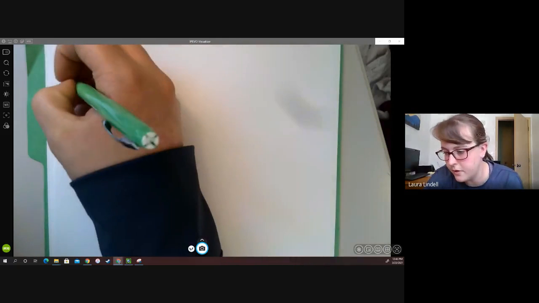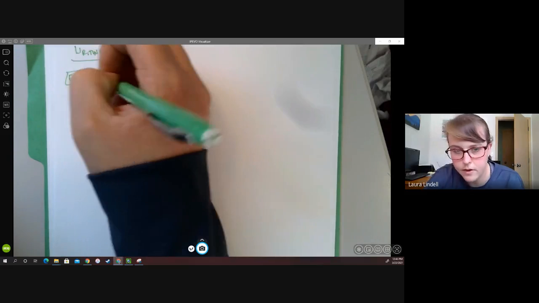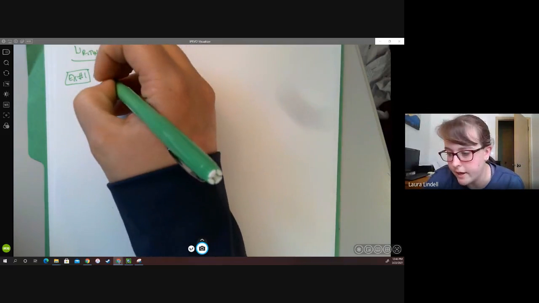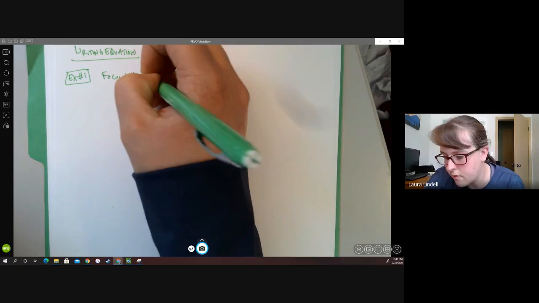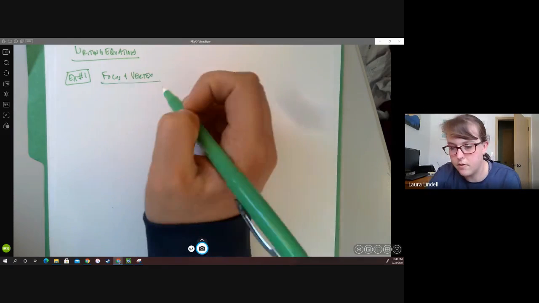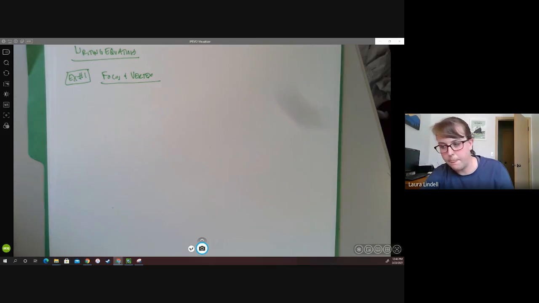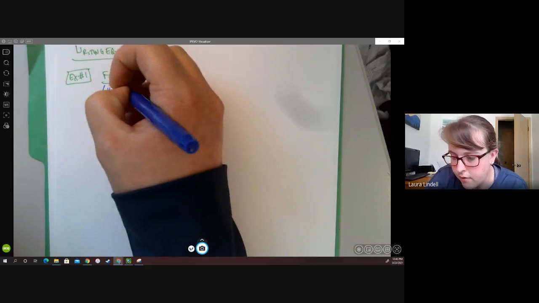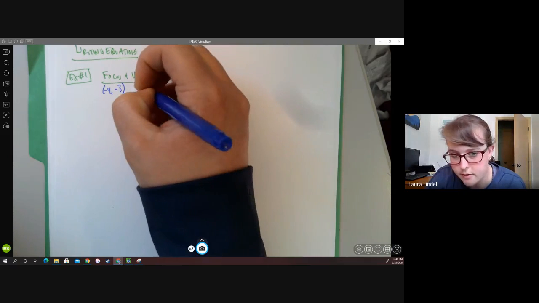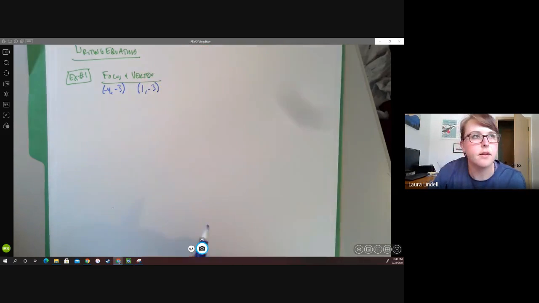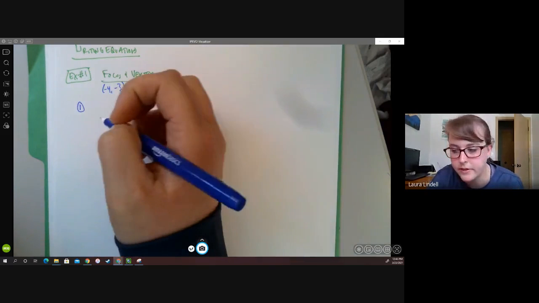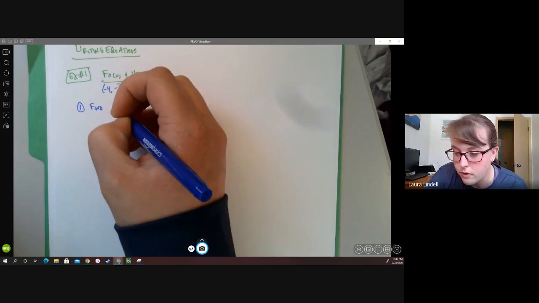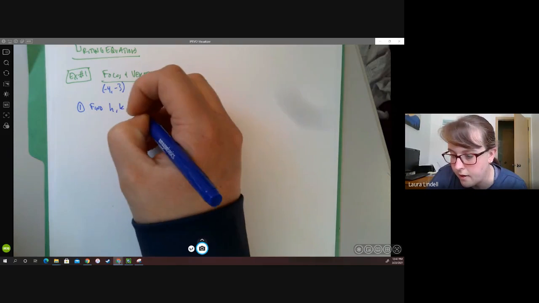So the first one we're going to do is given the focus and the vertex. Okay. So for this one, we're going to be told that the focus is (-4, -3), and the vertex is (1, -3). So step one, for those of you who like steps for things, our goal anyway is to find h, k, and p.